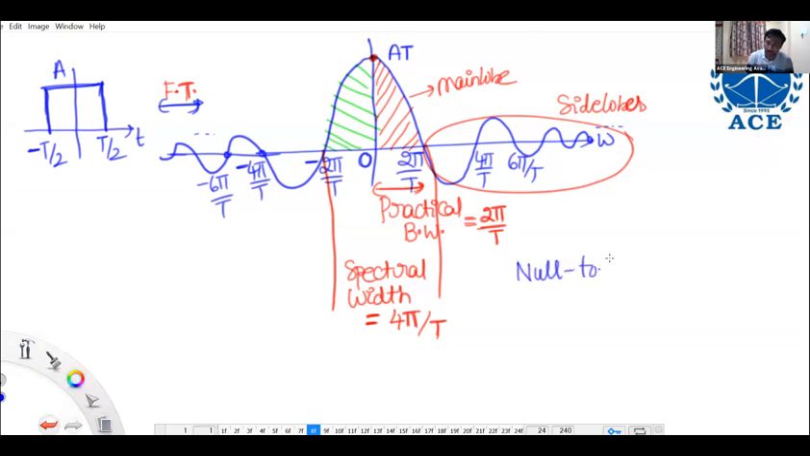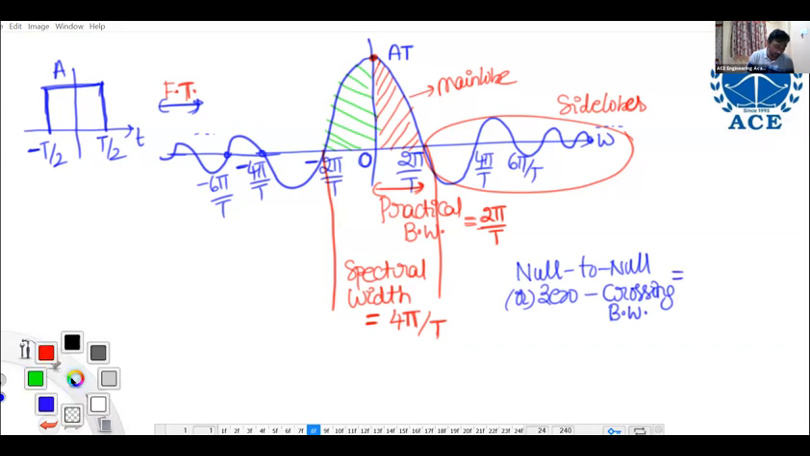What is null to null or zero crossing bandwidth for the same spectrum? Null means in the spectrum where the first zero crossing exists. At 2 pi by t, see the cursor, first zero crossing; immediate next zero crossing, 4 pi by t. I use bandwidth to mean positive range. What is this gap between the first zero crossing at 2 pi by t and the next zero crossing? 2 pi by t.